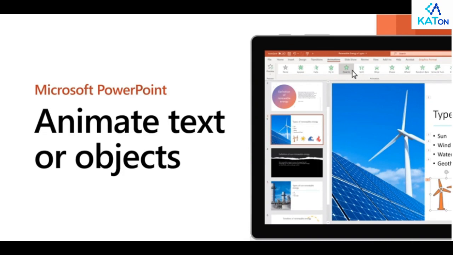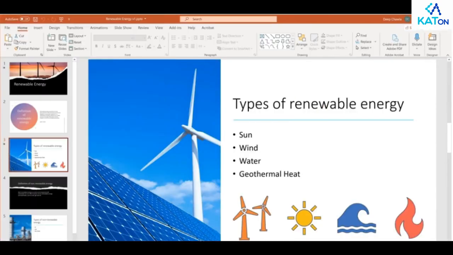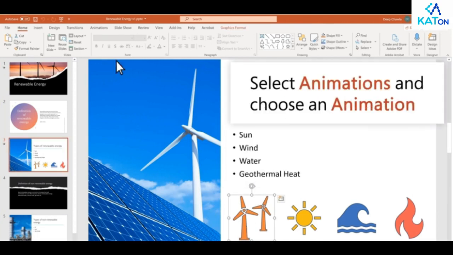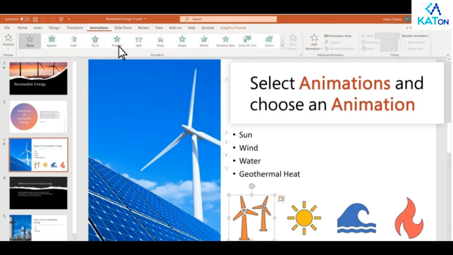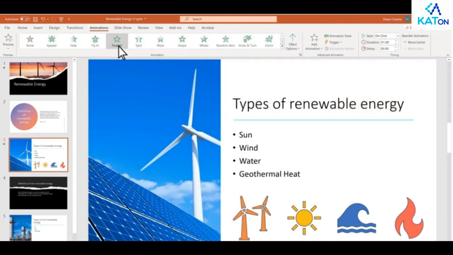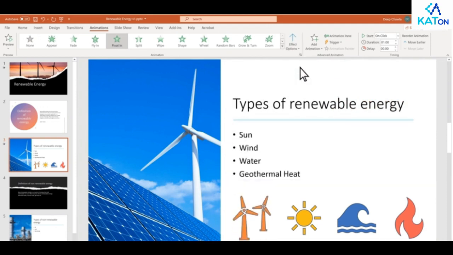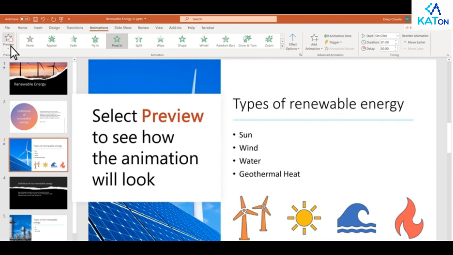Animation of text or objects. Animation could make your presentation stand out in front of your students, members of staff, or an audience. Select the object or text you want to animate. Select Animations and choose an animation. Select Effect Options and choose an option. Select Preview to see how the animation will look.